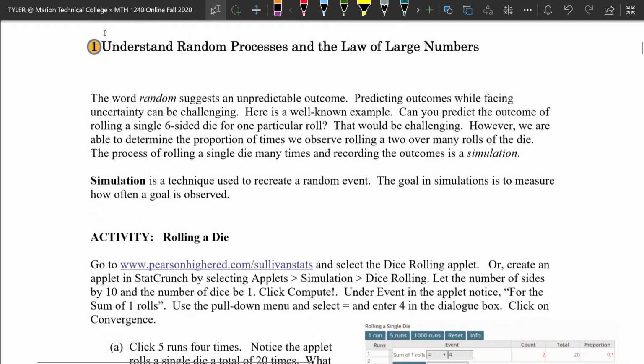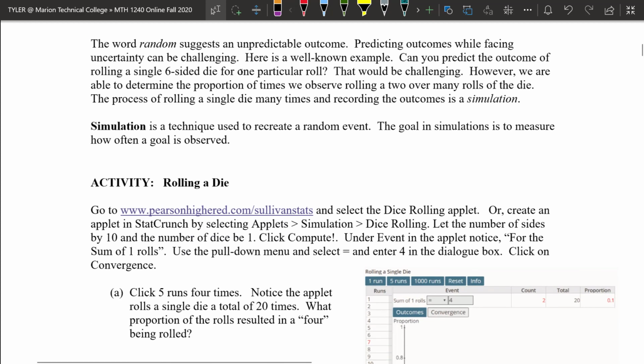Right? So the first thing that we want to do is understand random processes and the law of large numbers. The word random suggests that we have an unpredictable outcome, right? Predicting the outcome while facing uncertainty can be challenging. Here is a well-known example: can you predict the outcome of rolling a single six-sided die for one particular roll? That would be challenging. However, we are able to determine the proportion of times we observe rolling a 2 over many rolls of the die.